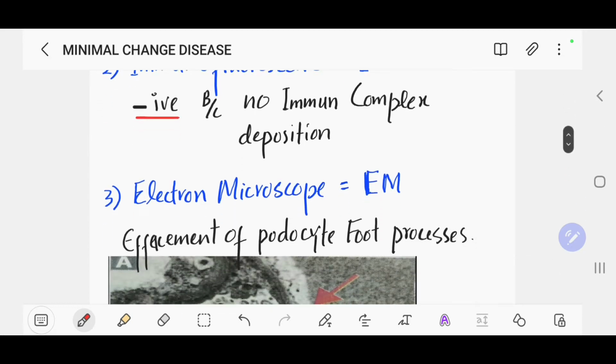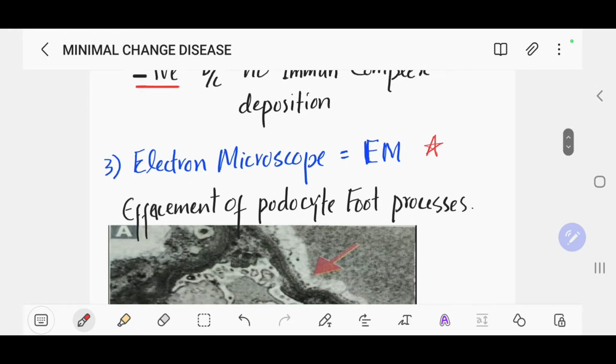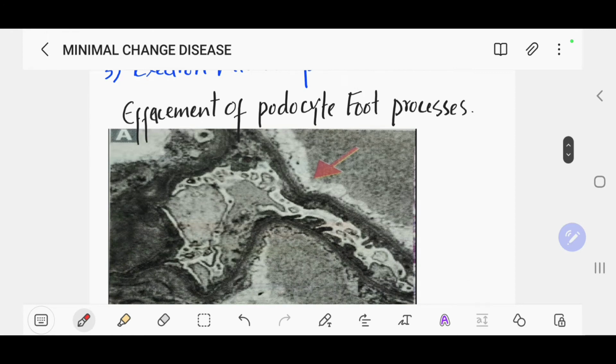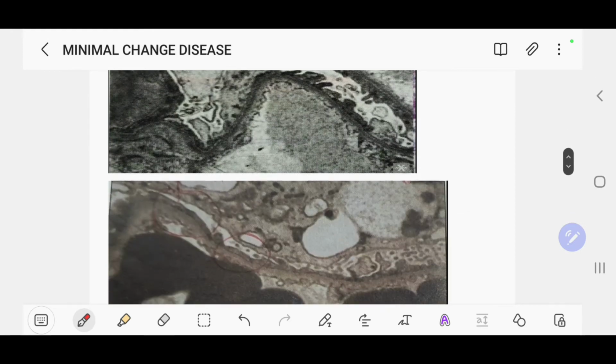What will be there on electron microscope? This is again very important, so I will give it a star. There will be effacement of the podocyte foot processes on electron microscope, as shown in the picture. The next one is more visible. Look at that. This is the basement membrane. This is the podocyte foot process. Actually it looks like that, but here look at it.